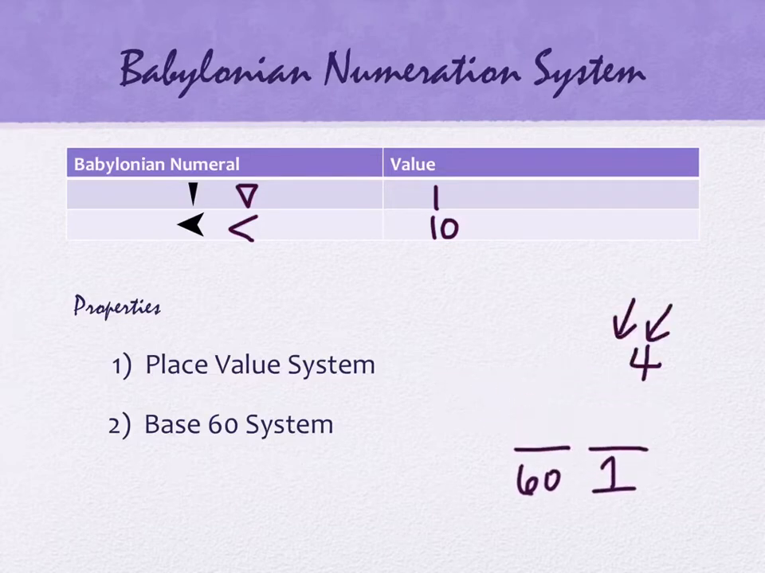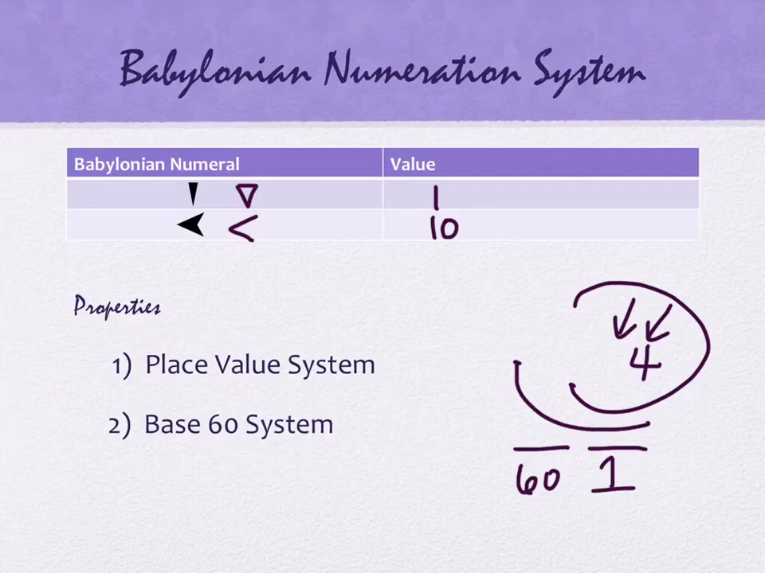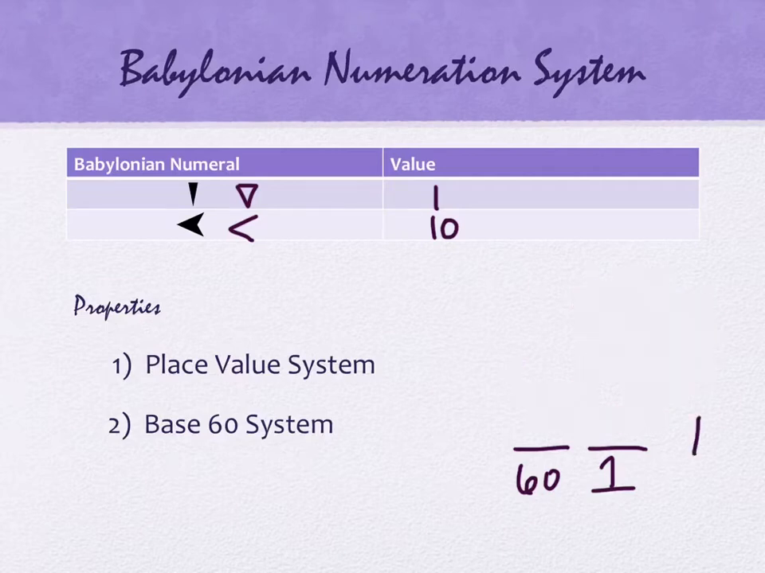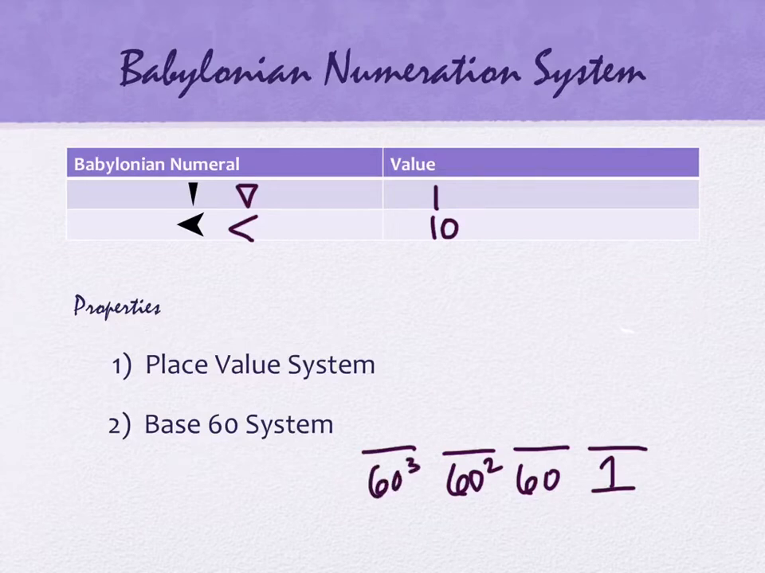Our next place value in our system would be the hundreds place, but it would be hundreds because it's 10 squared. That's why it's hundreds. It's all powers of 10. So we go up to 60 squared, and then we go up to 60 cubed and 60 to the 4th. It's all powers of 60. The biggest values in front, the smallest values at the end, just like we do.